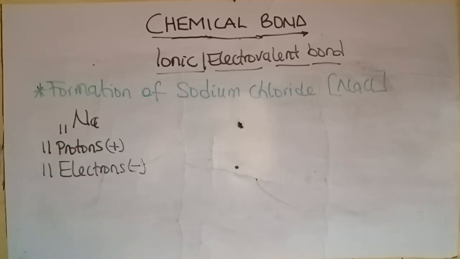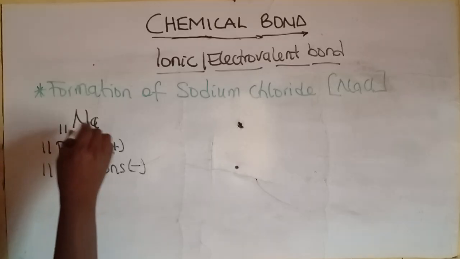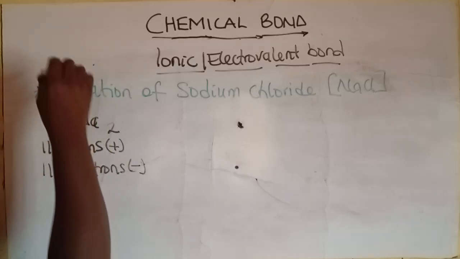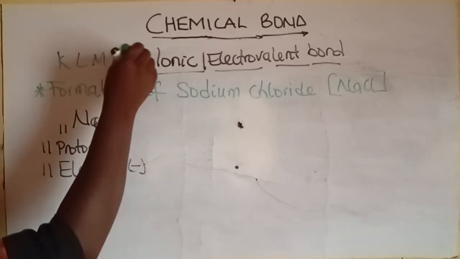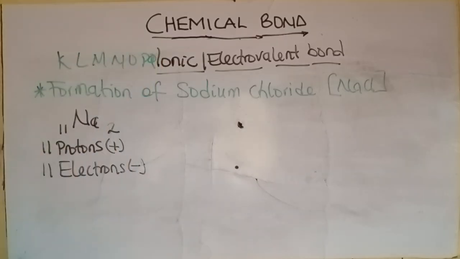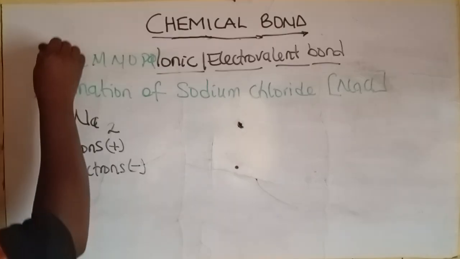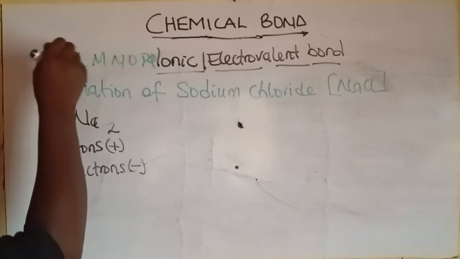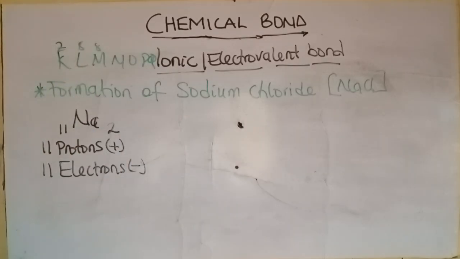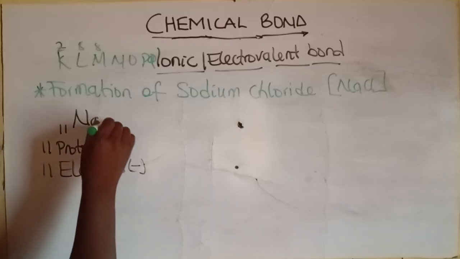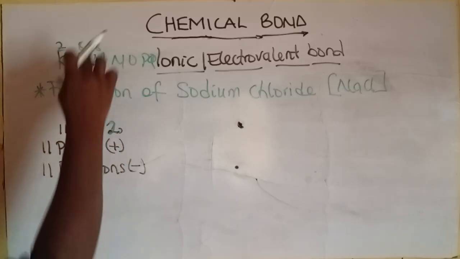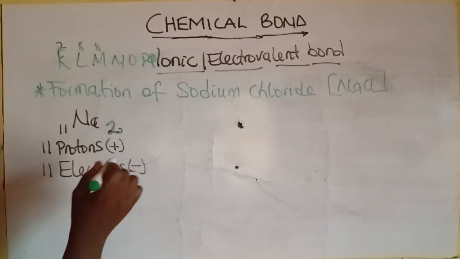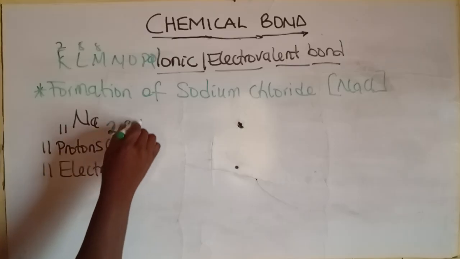Now, if we write the electronic configuration of sodium, remember the K, L, M, N, O, P, Q shells, the 7 shells, which represent the 7 energy levels. So the first shell takes maximum of 2 electrons, while these other ones take 8. So the first shell will take 2. We are trying to fill these 11 electrons that sodium has into the shells. Remaining 9, the second shell will take 8, then the last shell will take 1.